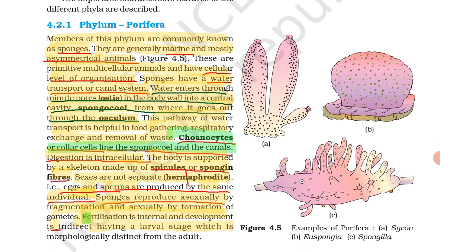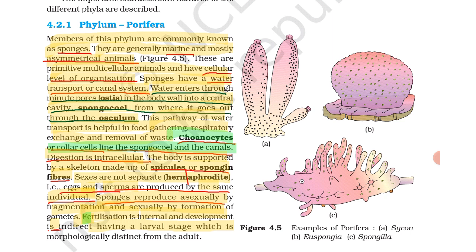We have studied asymmetrical symmetry. What does it mean? When a plane passes through the body, it does not divide the body into two equal halves, so it is called asymmetrical. The example of an asymmetrical animal is the sponge. These are primitive multicellular animals and have a cellular level of organization. We have seen in levels of organization that the cellular level is exhibited by sponges, and they are multicellular in a primitive stage.